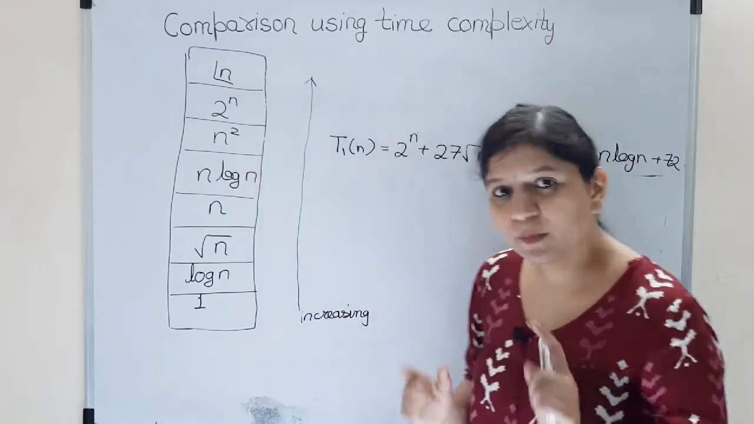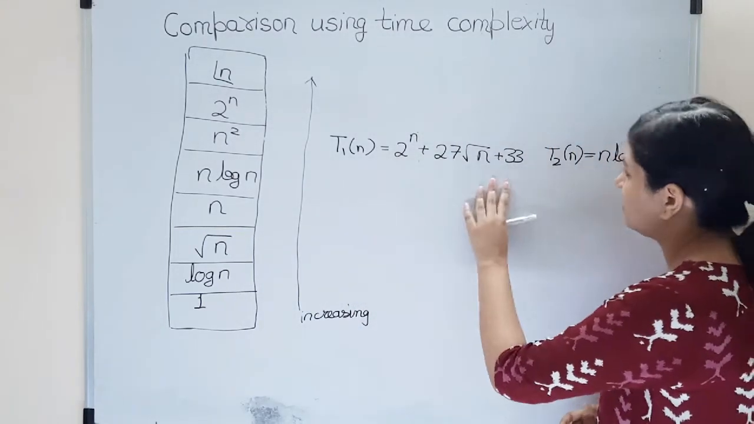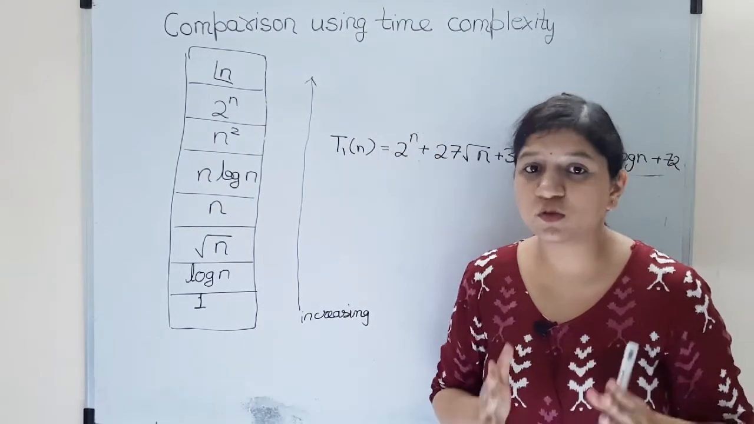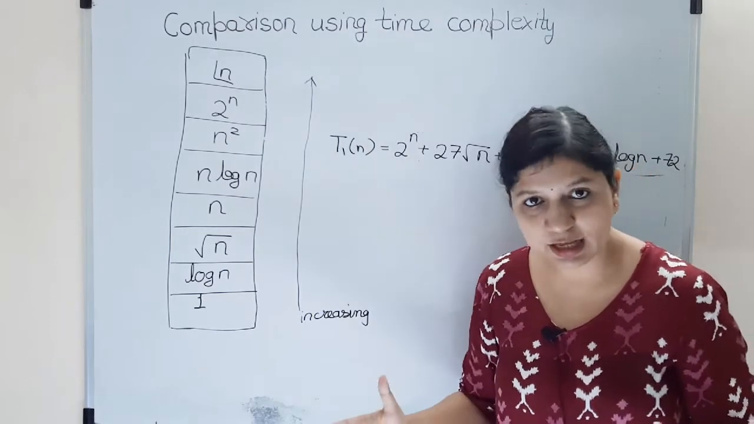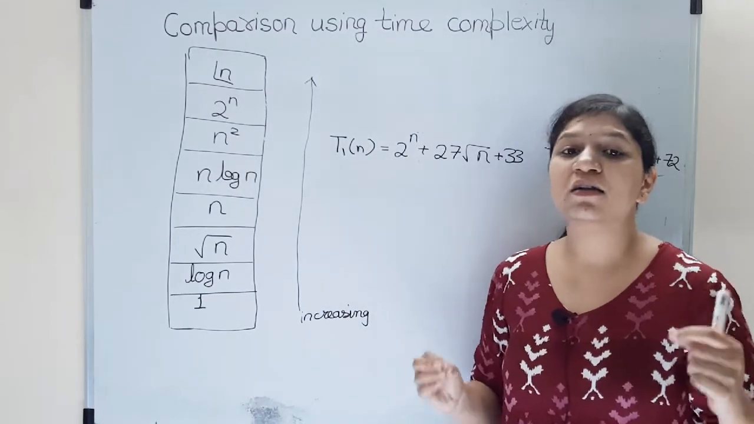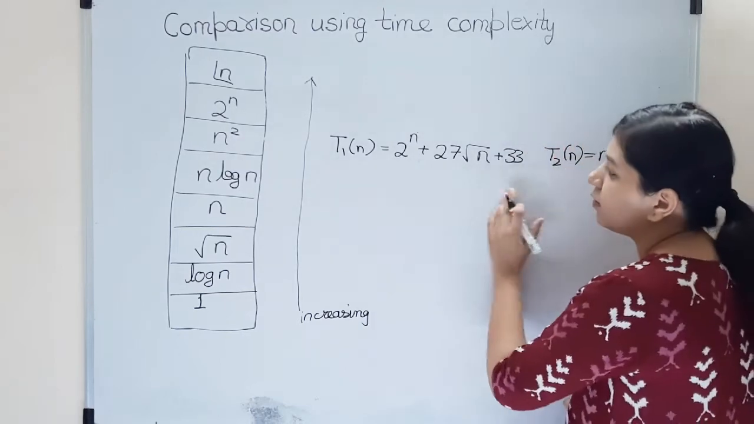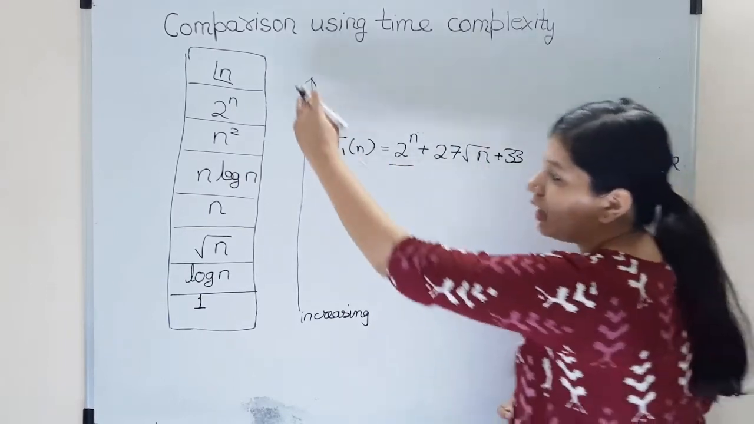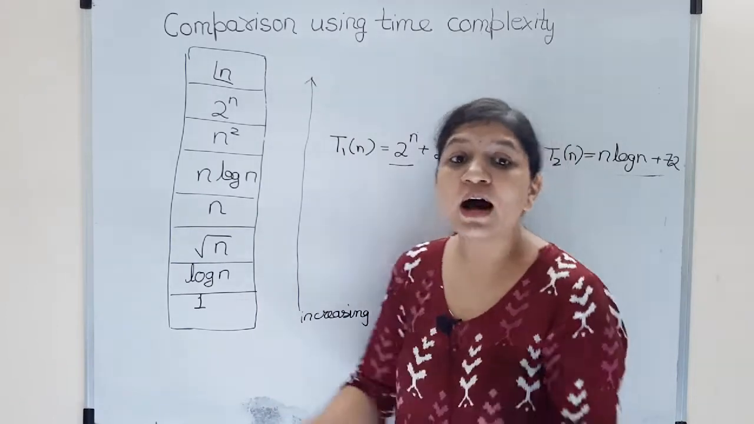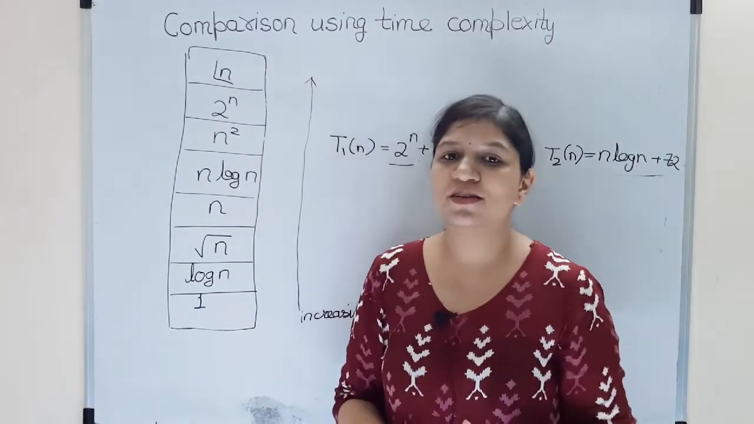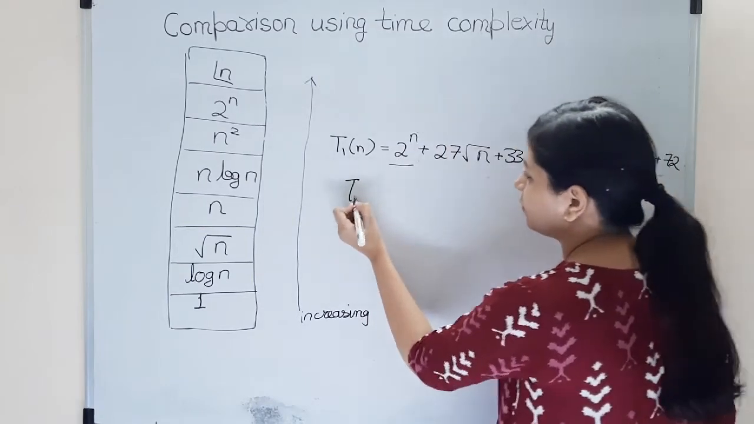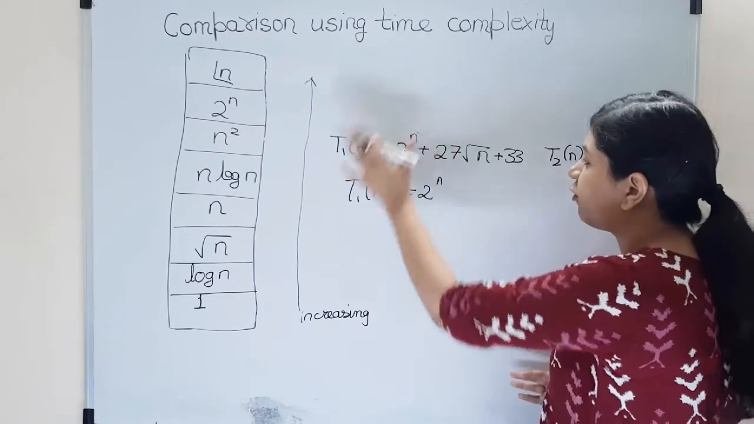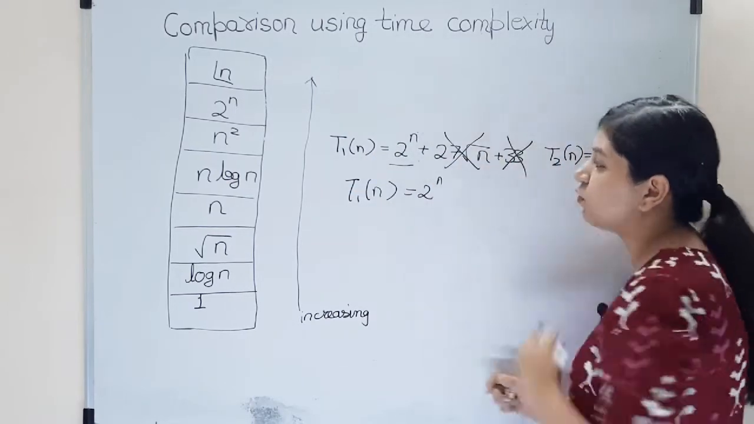Let's see how. Suppose you have two time complexities, one is this and the second is this. In the first one, we need to find the larger term because we are considering that n is tending to infinity, so smaller terms are negligible. Between 2 power n and factorial n in this table, 2 power n is at the higher side, so we only need to consider the larger term, which here is 2 power n. Instead of considering the whole, we can neglect these two terms.